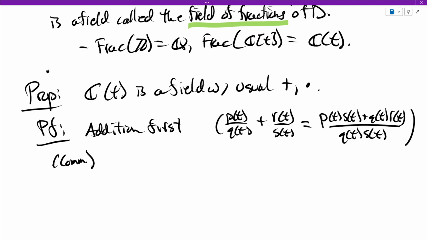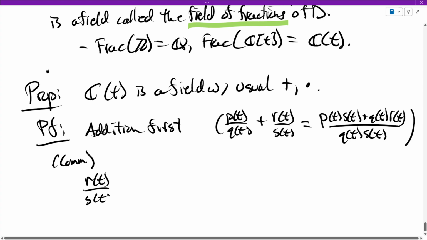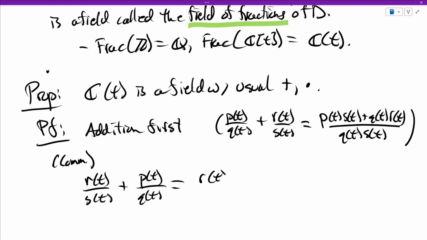All right. Well, we just worked out P of T over Q of T plus R of T over S of T. So let's now work out R of T over S of T plus P of T over Q of T. So the rule is you find a common denominator. So that's S times Q. So I have to multiply the first expression by Q over Q and the second expression by S over S. And then we're left with this.